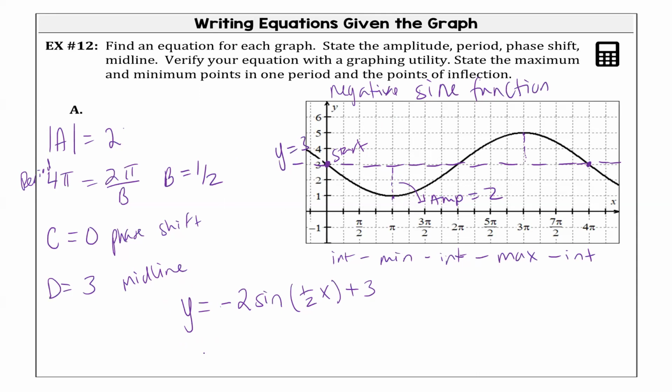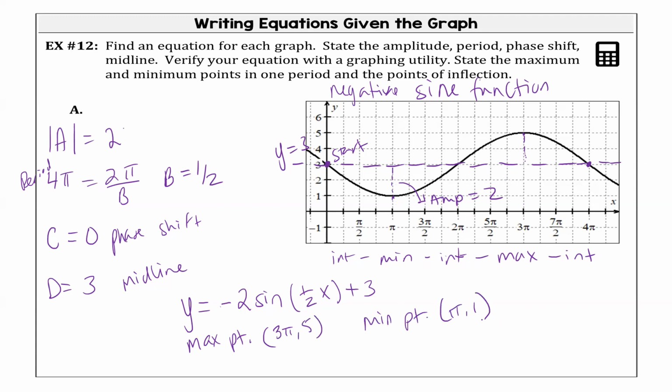Okay, our maximum, it says to find your maximum points in one period. So our max point, if I come over here, is at 3 pi, 5. And our minimum point, our minimum is here at pi, 1.